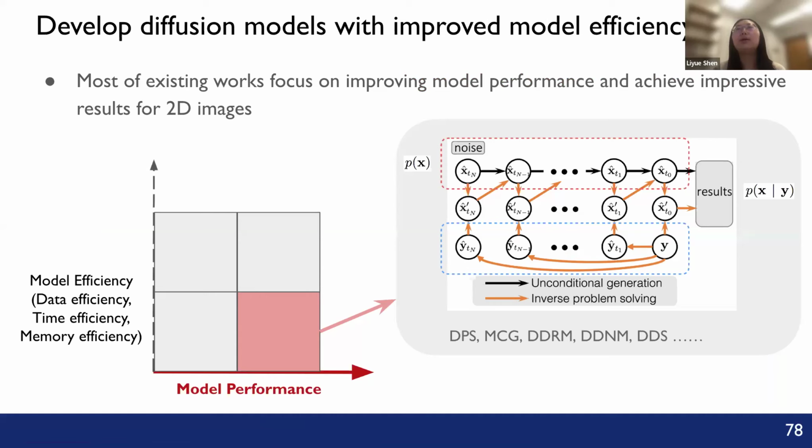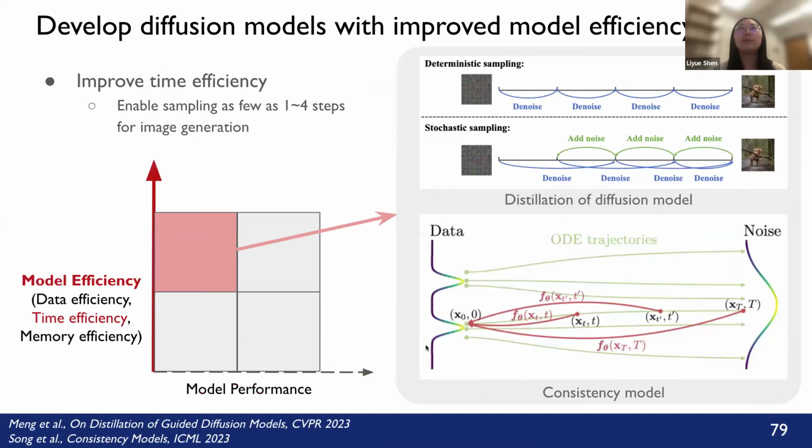So that comes to the research that we're trying to get into these days. For example, most of the previous approaches focus on how to improve the model performance through different methods to guarantee data consistency, and most of them work for 2D images. Later on, to address the computational limitation of diffusion models, different approaches were introduced to improve time efficiency, like the distillation of diffusion or the consistency model.